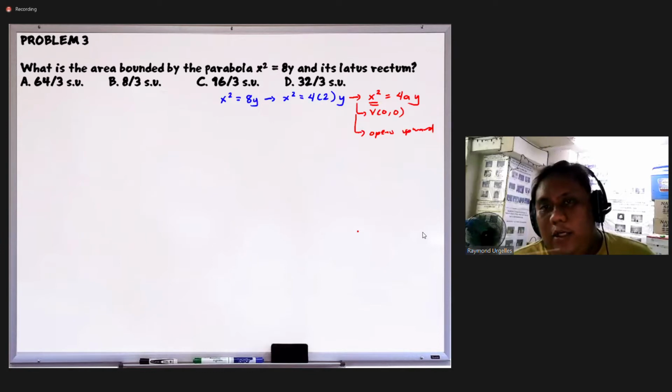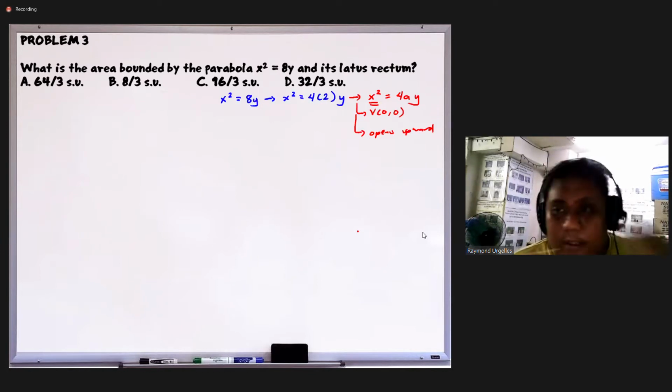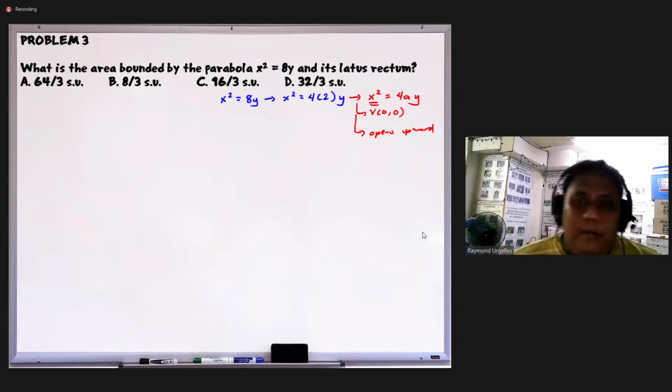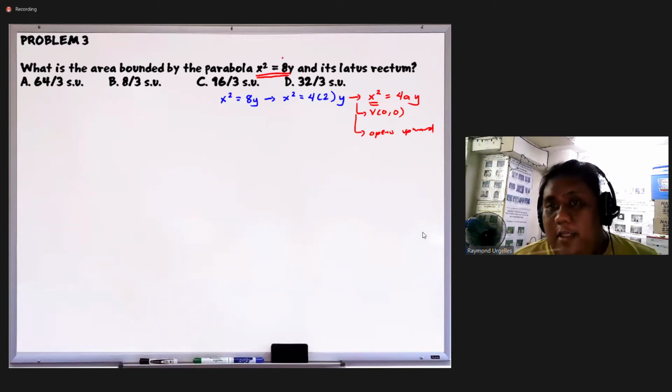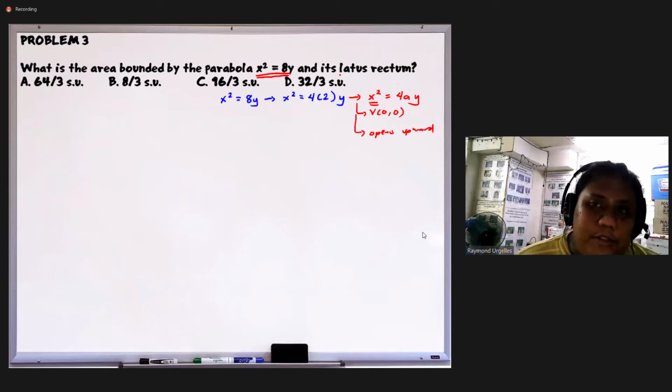So kailangan na lang natin kumuha ng points para alam natin kung saan dumadaan yung parabola. And for that, it's better to use the points of intersection. So ano ba yung points of intersection natin? That should satisfy this equation kasi dapat nandun siya sa parabola, and also, it should satisfy the equation for that latus rectum.